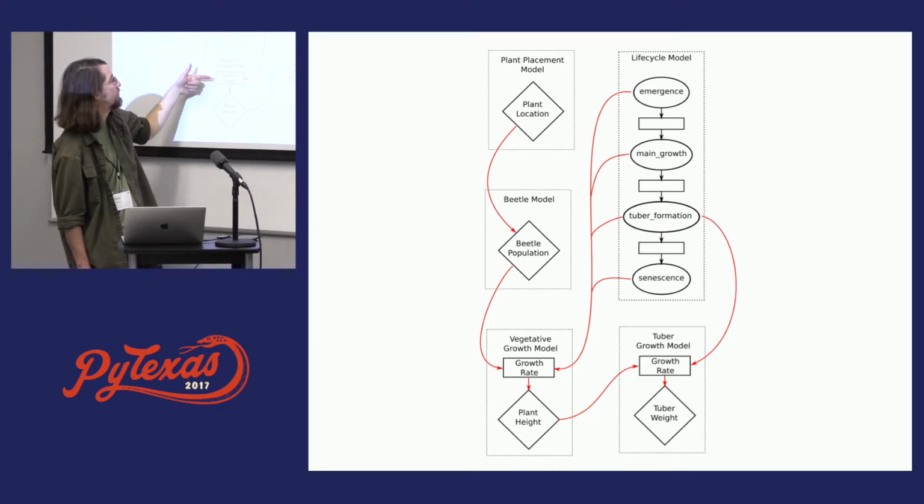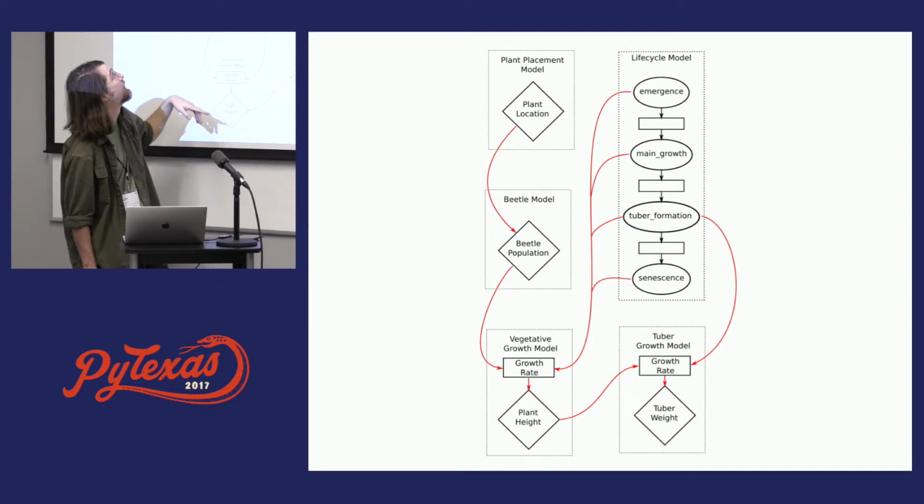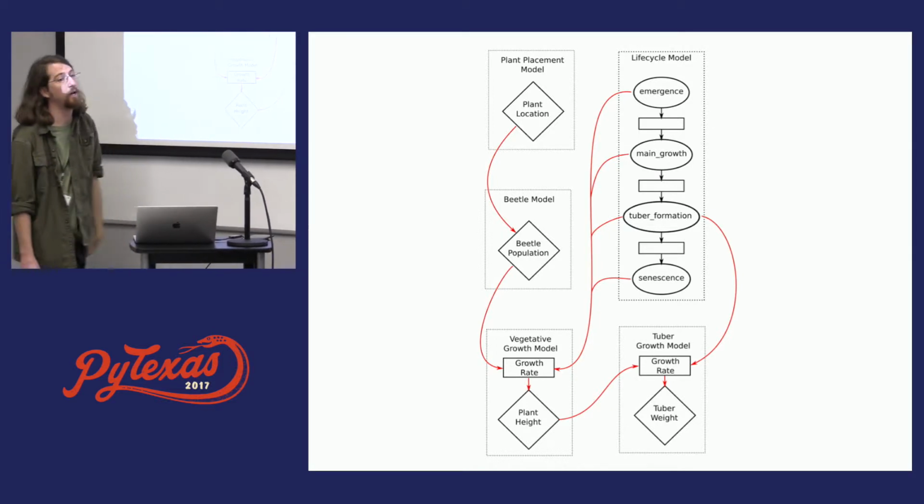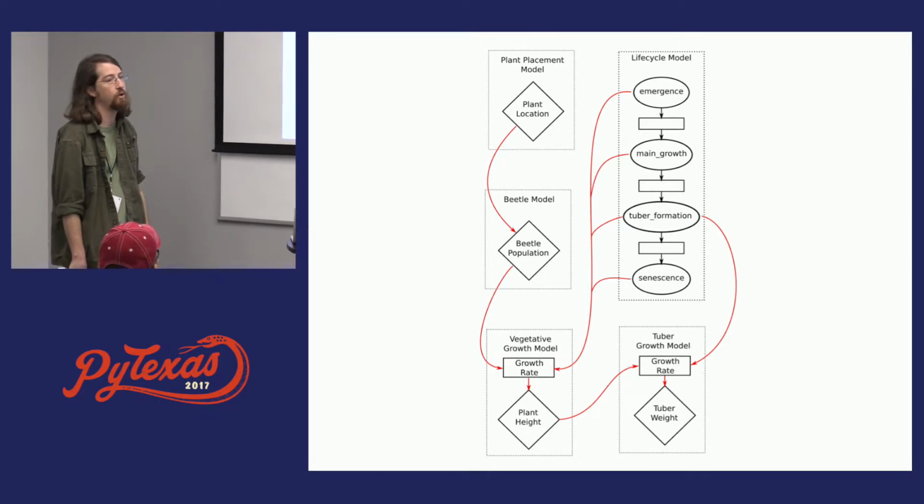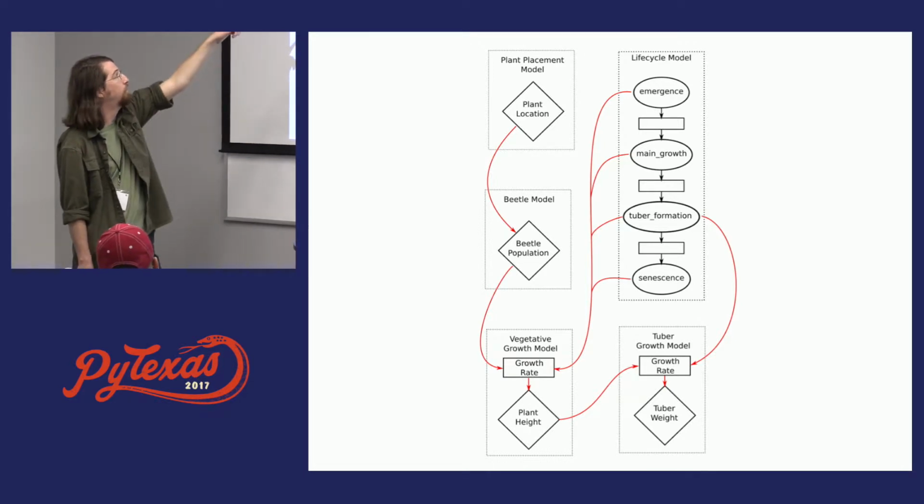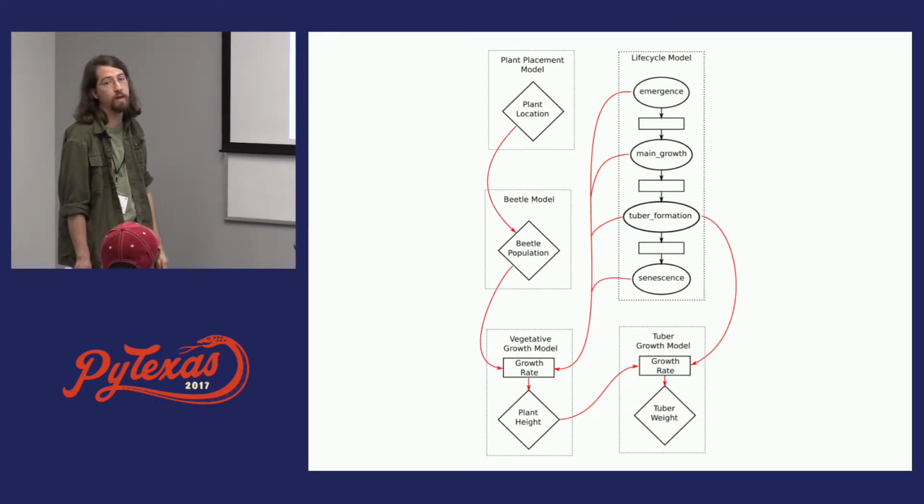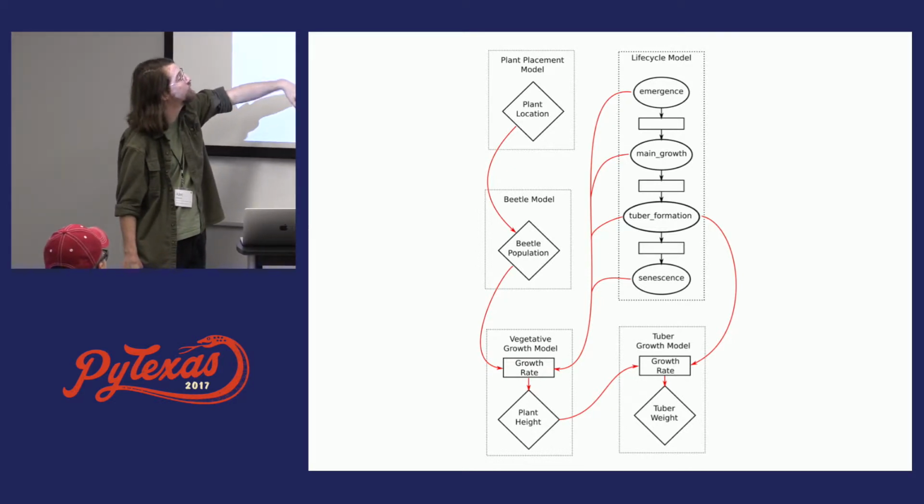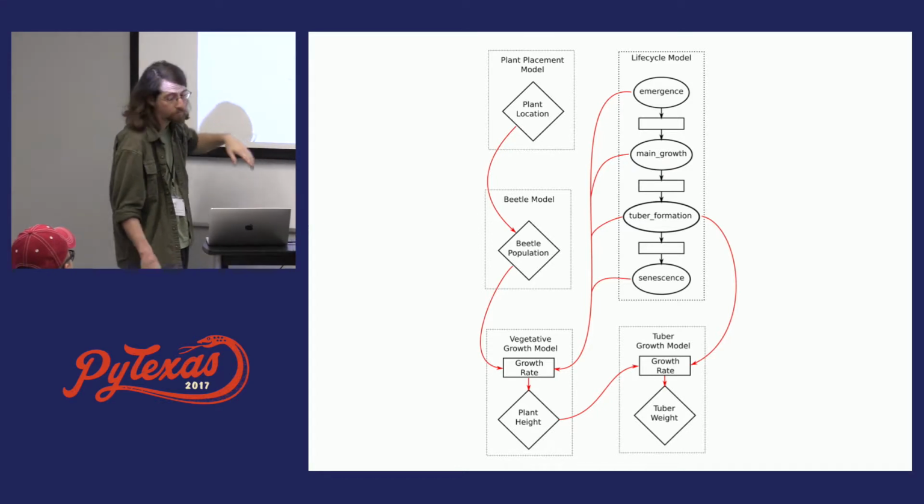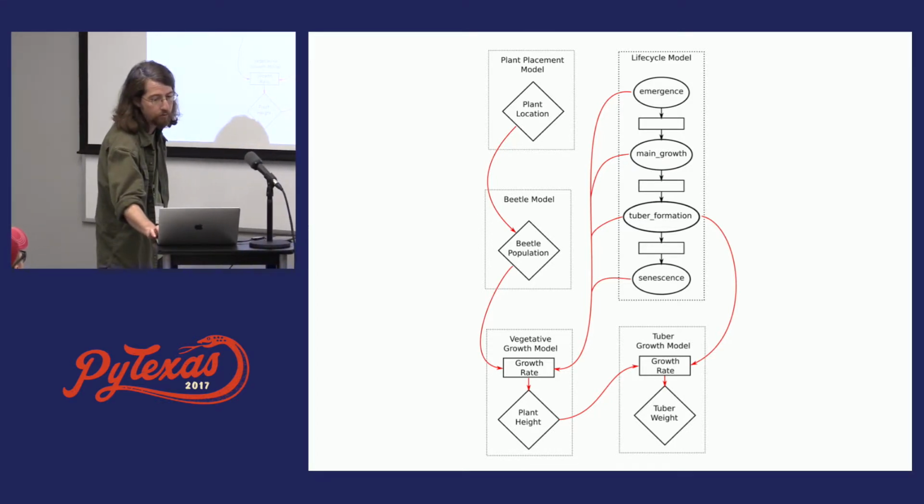Similarly, beetle infestation slows down growth. And since I'm modeling beetles as an infectious disease, effectively, they jump from plant to plant. The density of the plants, the location of the plants affects beetle growth. So I've got all of these causal arrows, right? And so now we're going to talk about how those work.